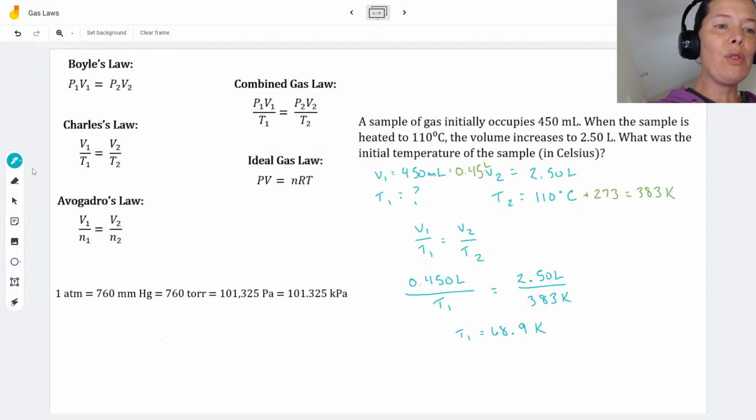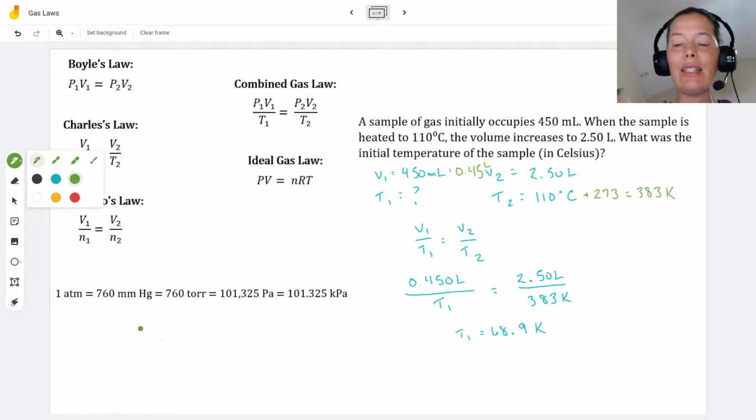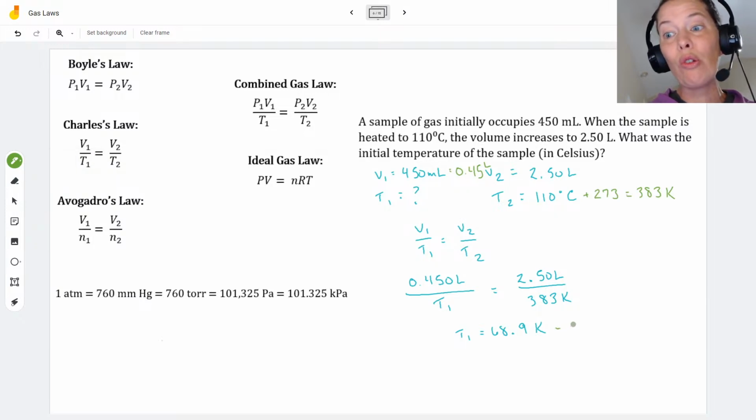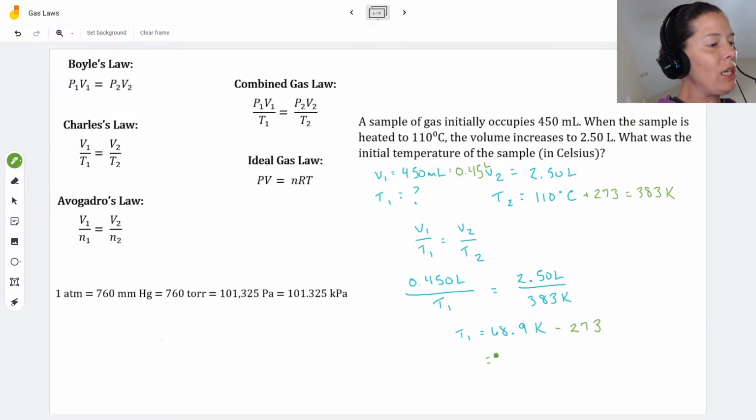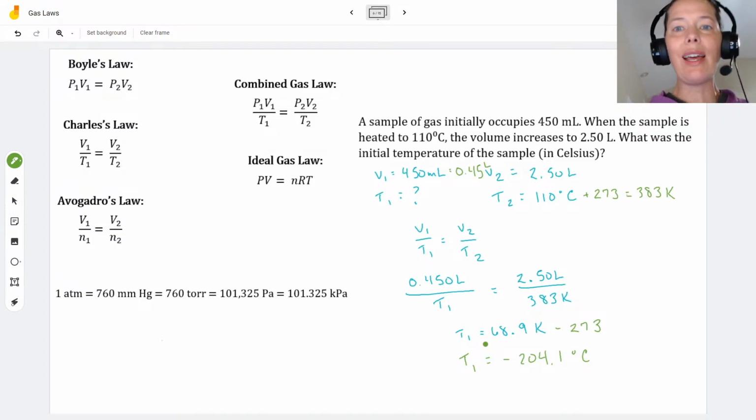All right, so to convert this back to Celsius, again, it's very easy. We're just going to subtract 273, which will give us negative 204.11 degrees Celsius. So that is the T1 that the problem wants. Okay, any questions? Nope, no questions? Then let's keep going to the next problem.